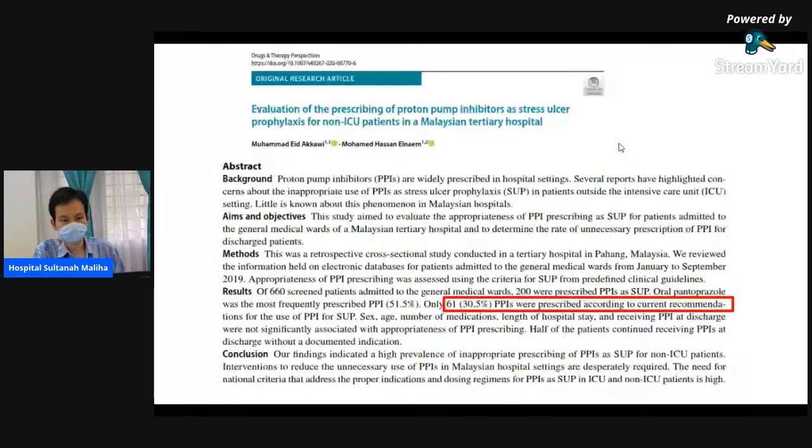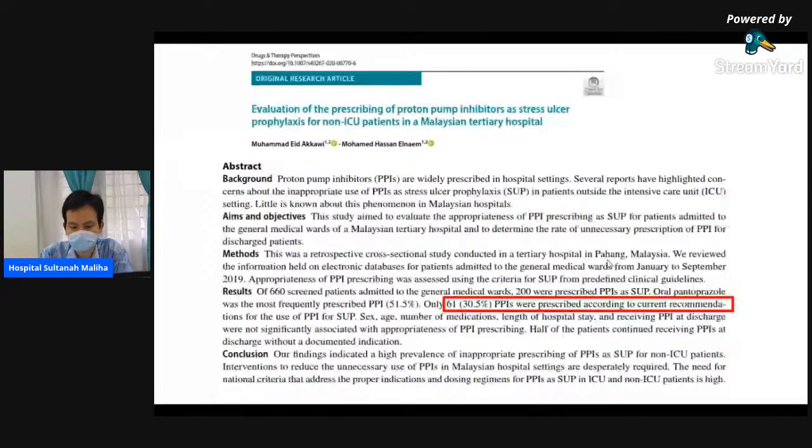So, proton pump inhibitors: they evaluated the prescribing of PPIs as stress ulcer prophylaxis for non-ICU patients in a Malaysian tertiary hospital per se. This is in Pahang. They reviewed the medical database of patients in general medical wards from January to September 2019. Of 660 screened patients admitted to medical wards, 200 were prescribed PPIs as SUP. Oral pantoprazole was most frequently prescribed, which is similar to our situation here.